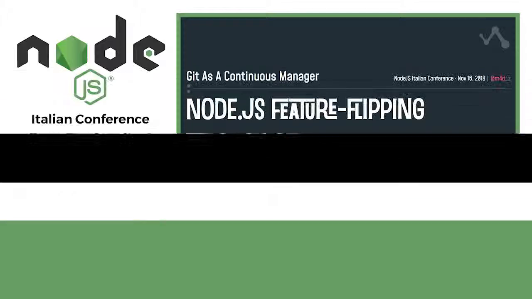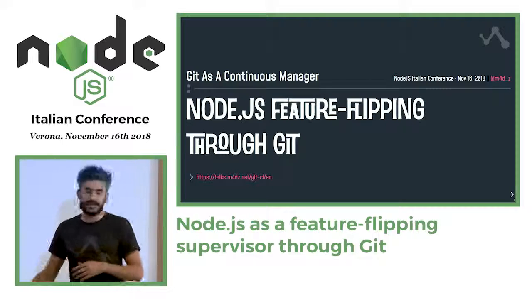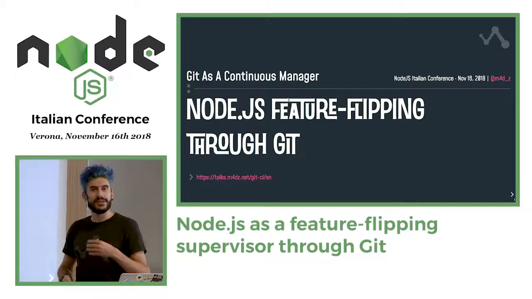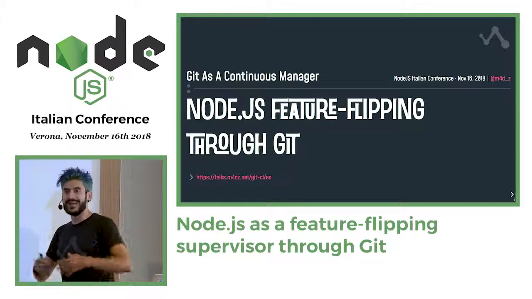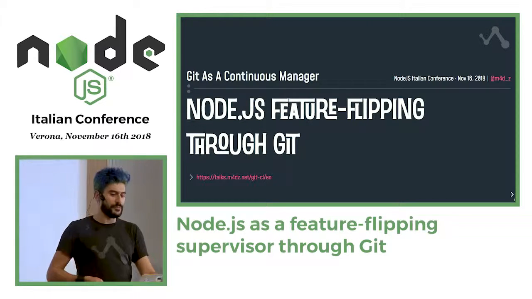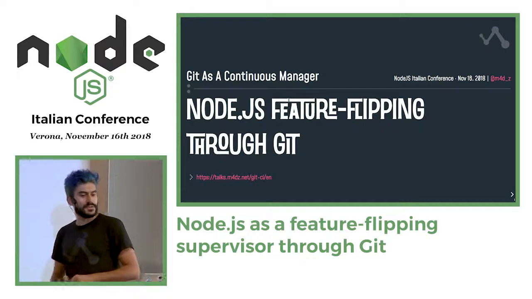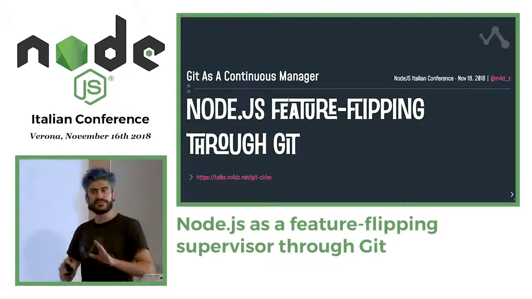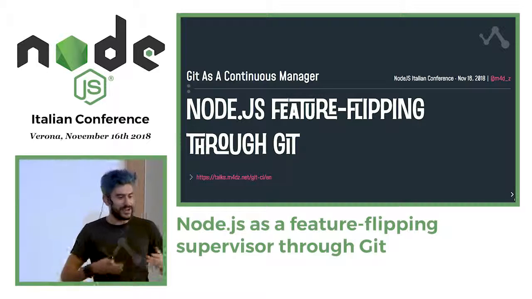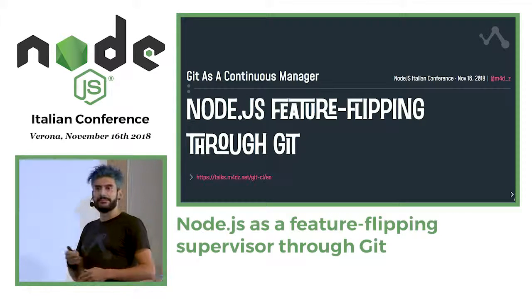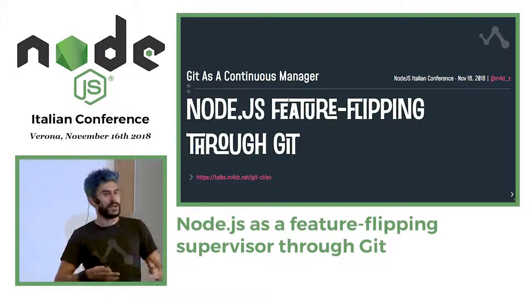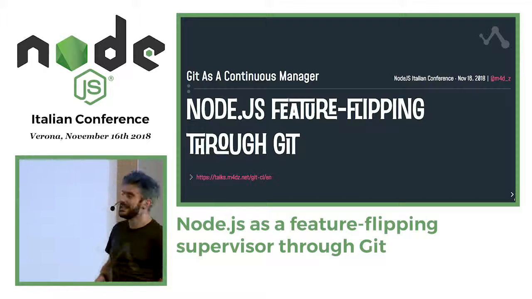I'm here to talk about Node.js, feature flipping, Git stuff, and everything. I'm formerly a front-end developer, so I'm not that involved in the Node.js ecosystem, but I worked with Node.js in a previous company. I'm now doing some DevOps stuff at a hosting provider, and I try to find a way to make my deployments easier to do and easier to flip when I push new features in production.